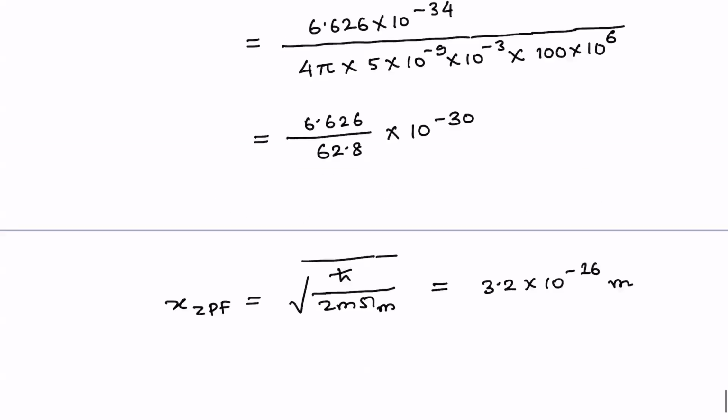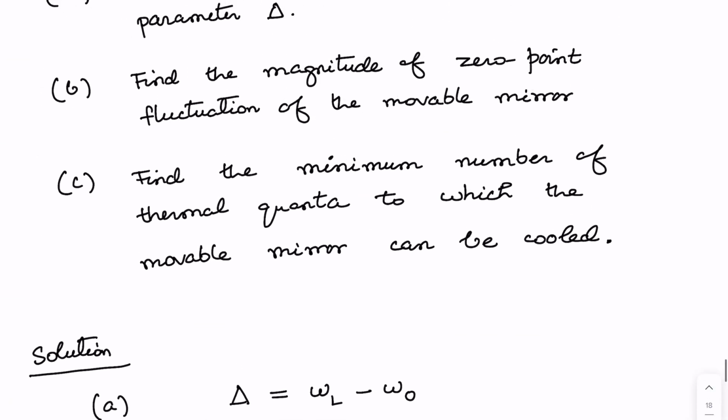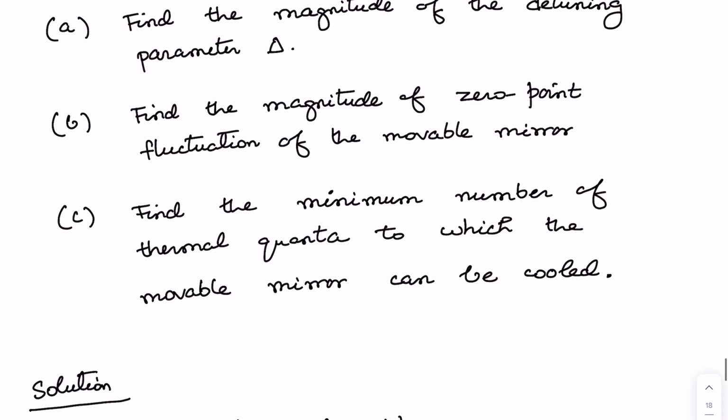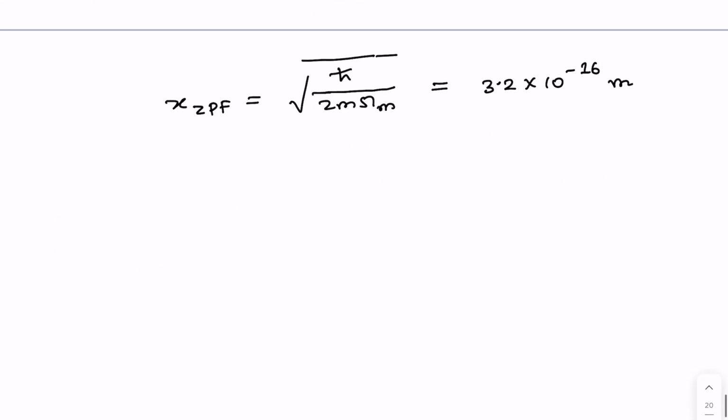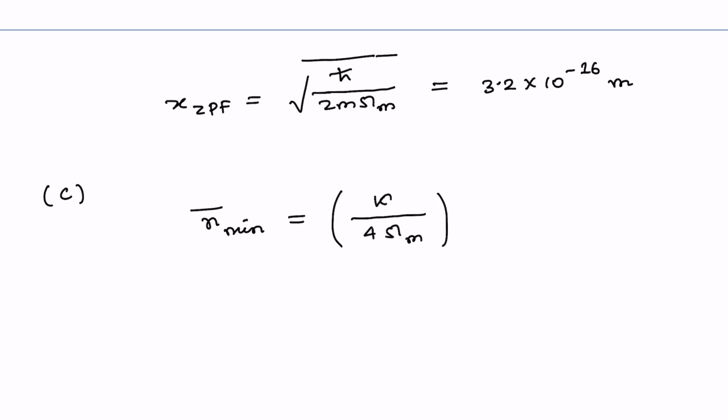Now in the final part of the problem, you are asked to find the minimum number of thermal quanta to which the movable mirror can be cooled, and we have discussed this issue when we have discussed ground state cooling. We found that the quantum limit for cooling is given by this formula. This is the minimum number of thermal quanta which can be achieved if you do the ground state cooling. The formula was kappa divided by 4 times capital omega m whole square.